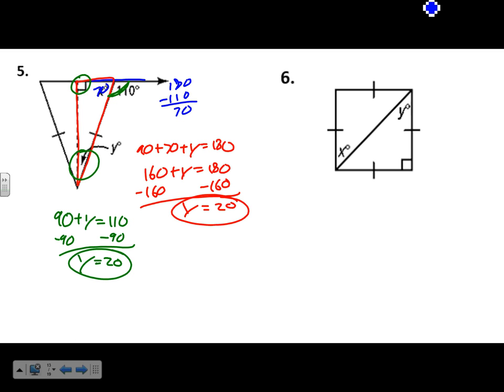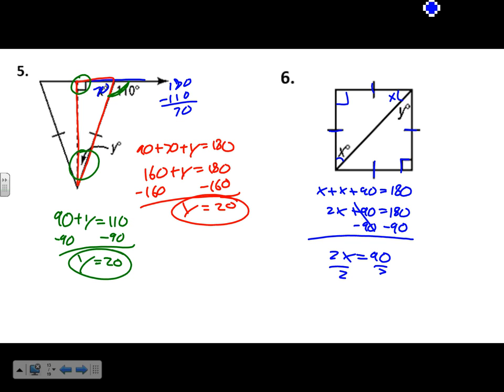This last one. So it's a square. All the sides are the same, but then they cut that diagonal. So that means these are isosceles triangles now. And it's 90 degrees here, so this is 90 degrees. So if this is x, that means this one has to be x. So we have x plus x plus 90 is equal to 180. That's 2x plus 90 is equal to 180. Subtract by 90, subtract by 90. 2x is equal to 90, divided by 2, x is equal to 45.